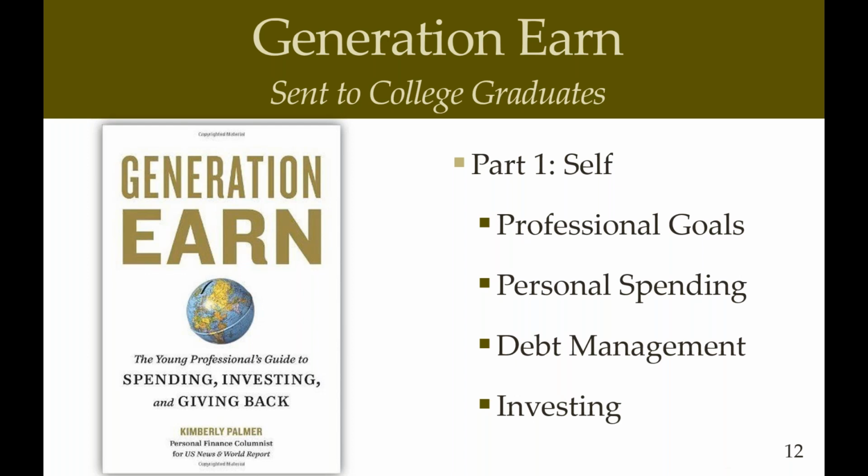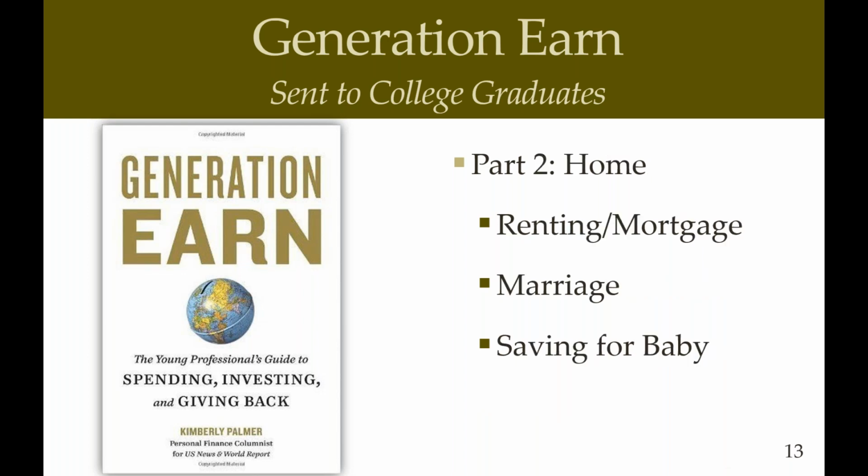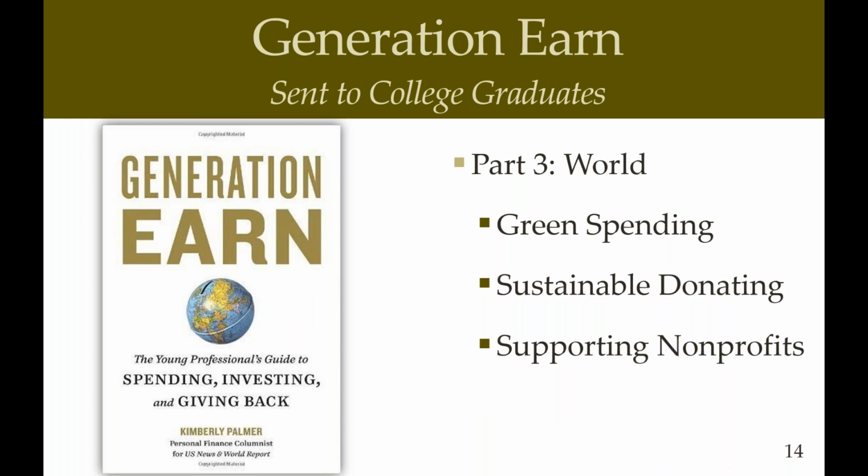Part one focuses on the self and one's professional goals, their personal spending habits, debt management, and investments. Part two focuses on the home and decisions relating to renting and buying, marriage, and starting a family. Part three focuses on impact, on your impact on the world, and explores topics including green spending, sustainable donating, and supporting nonprofits. Collectively, these all add up to create the foundation of a plan for many of the major decisions a young professional will have to make as they look to pursue and create their successful financial life.